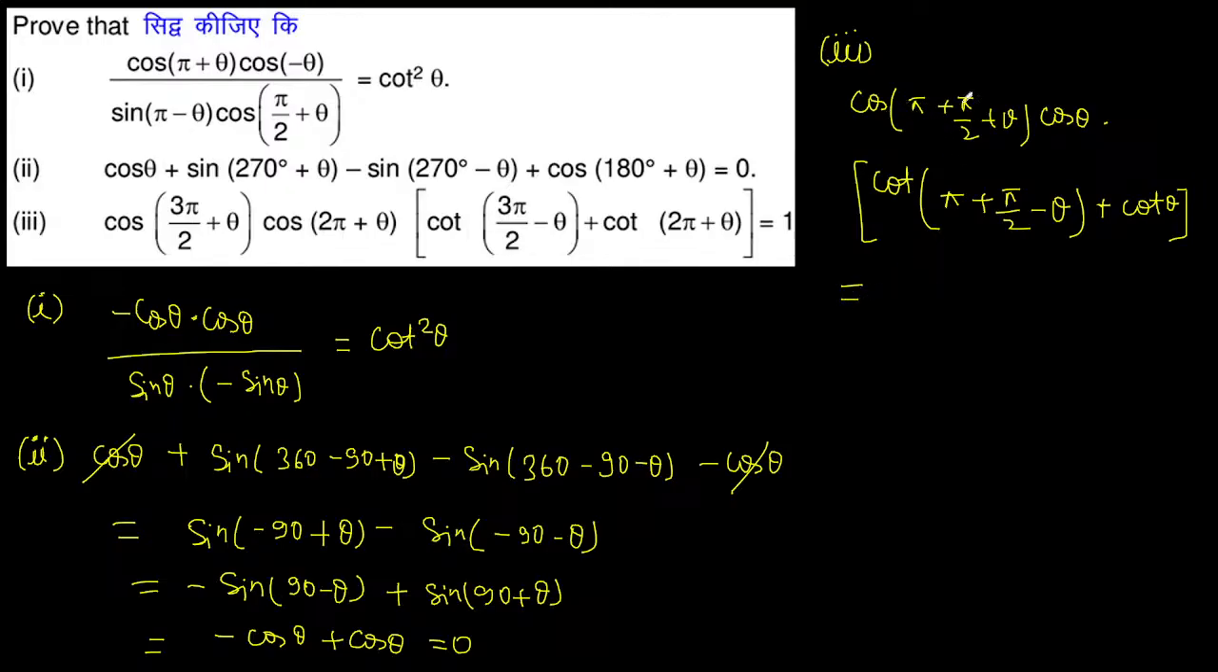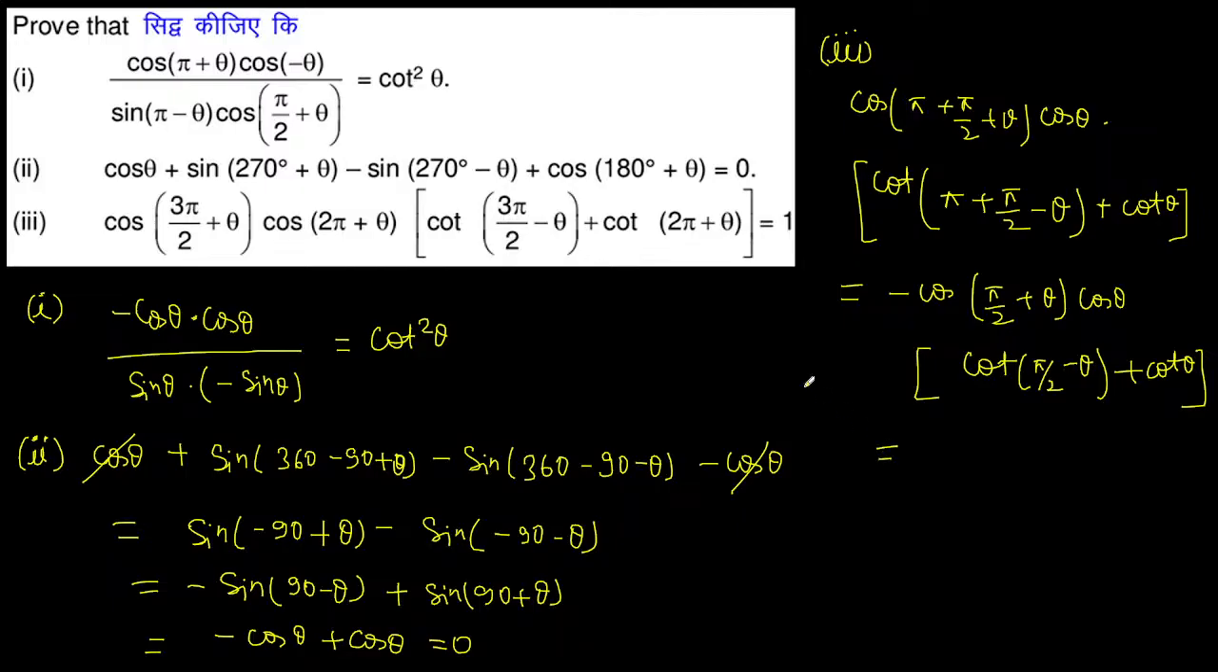This is cos pi plus theta is minus cos pi by 2 plus theta, and this is cos theta multiplied with cot pi plus theta, which is cot pi by 2 minus theta plus cot theta. Cos pi by 2 plus theta is minus of sin theta, which is minus minus plus plus sin theta. Cos theta multiplied with cot pi by 2 minus theta is tan theta, plus cot theta.